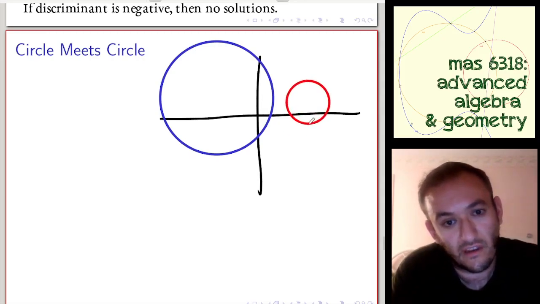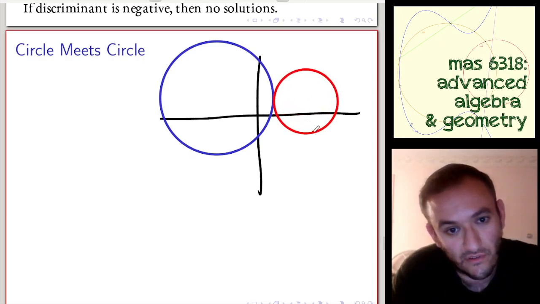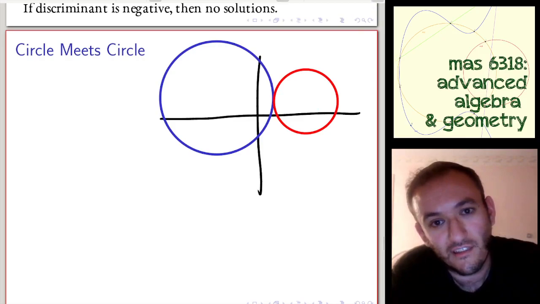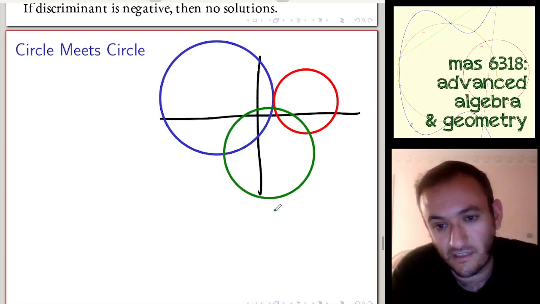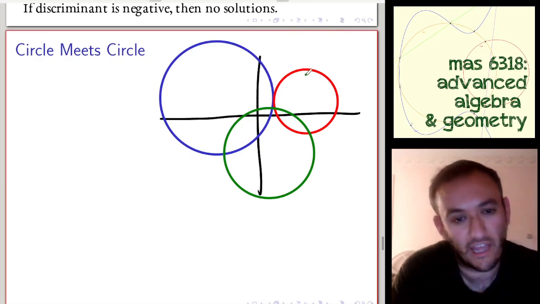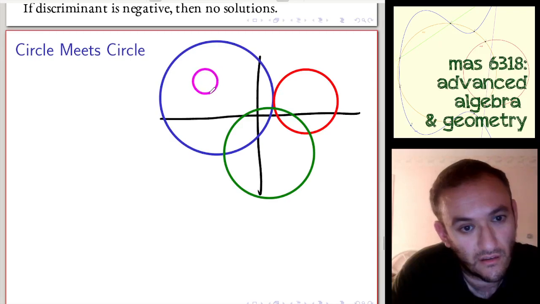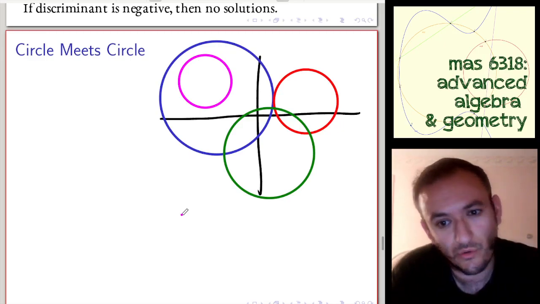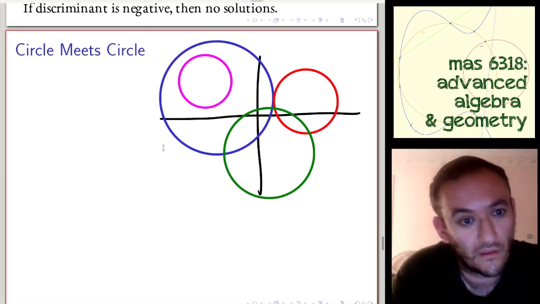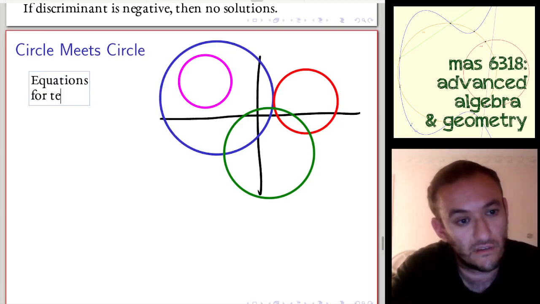So theoretically, they could just ever so gently touch, or they could intersect in 2 points, and that's kind of about it, right? Oh, and of course you can also have that they don't touch at all. Okay, so again, it's 0, 1, and 2, so it's kind of similar to what we saw with the line in the circle. Okay, so let's consider equations for 2 circles.